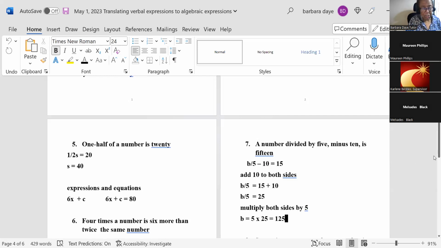And you can check it. Put the 125 for the B. 125 divided by 5 is 25. 25 minus 10 is 15. So you know that's correct.